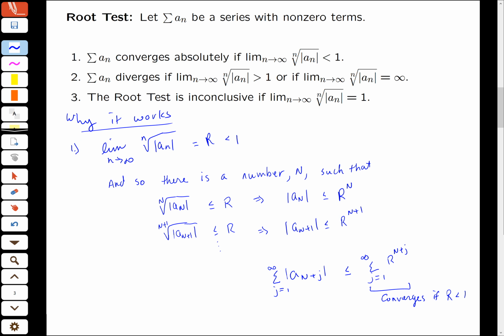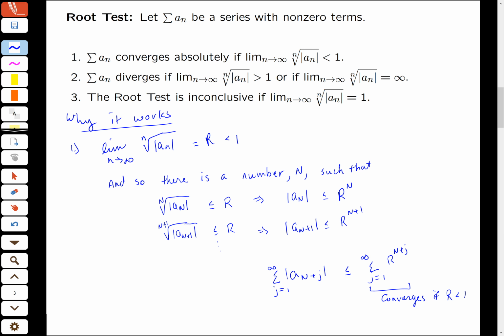I switch the inequality if r is bigger than 1. So if my limit is bigger than 1 for the second case, this r would be bigger than 1, and each of these values would be greater than or equal to. I would come down here and have bigger than the geometric series with r bigger than 1. But does a geometric series with r bigger than 1 converge or diverge?